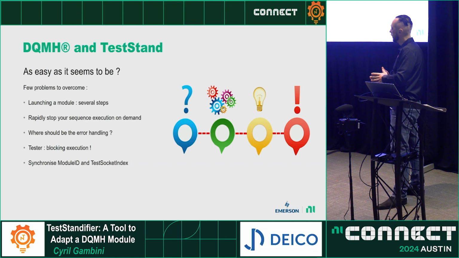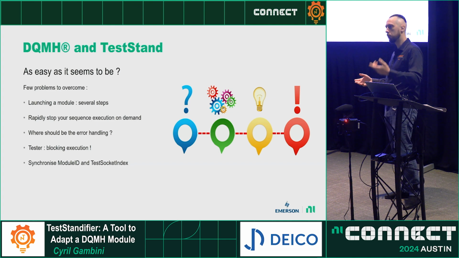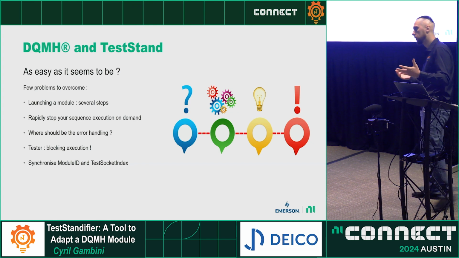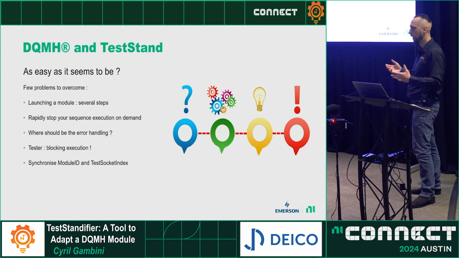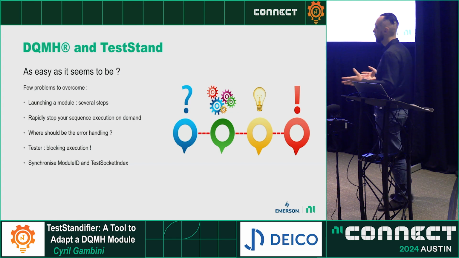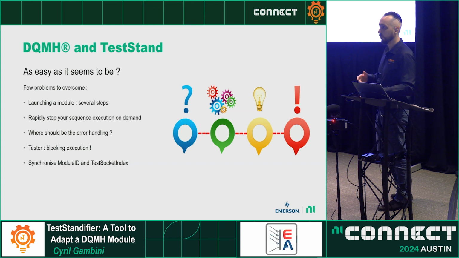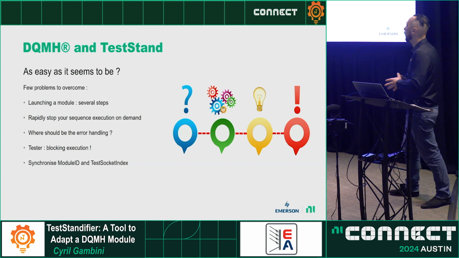Also, for all the DQMH users out there, you know that in a DQMH module, by default, in your MHL, you've got a case that is named Error. So by default, the DQMH module is doing error handling that you can customize, but there is error handling in your module. But there is also error handling in testing. Where should you do your error handling? In your DQMH module, in testing? You will have to think about it.